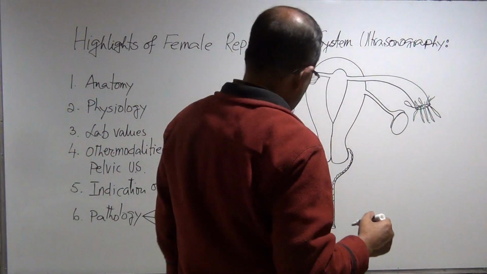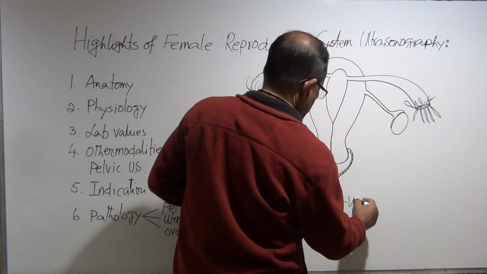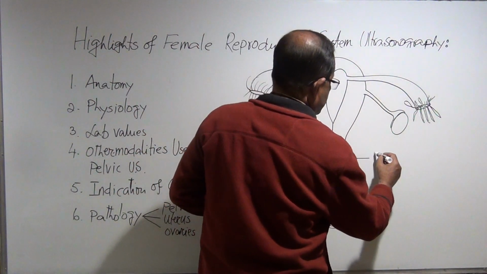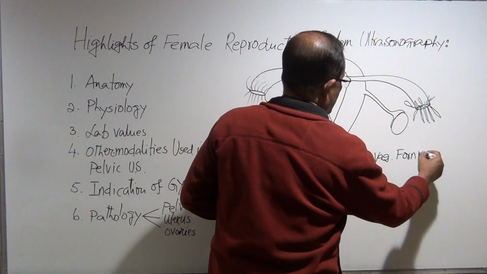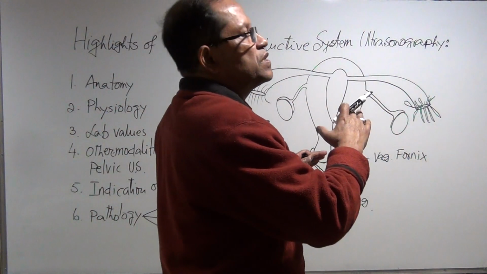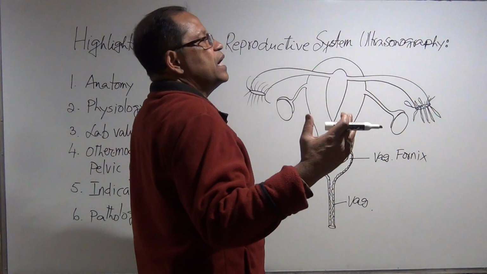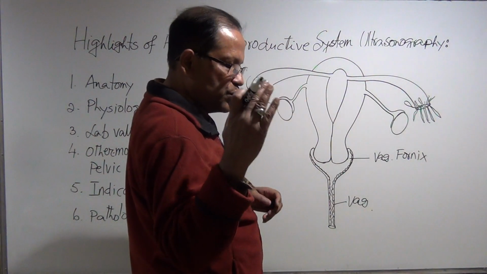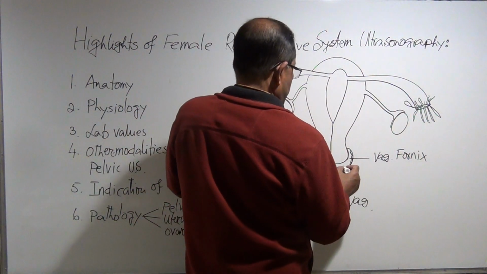Okay, so now this is vagina. This is known as fornix, vaginal fornix. Okay, and the posterior fornix is bigger than the anterior. That's why the posterior vaginal wall is 1.5 centimeter longer than the anterior. Okay, so this is fornices.